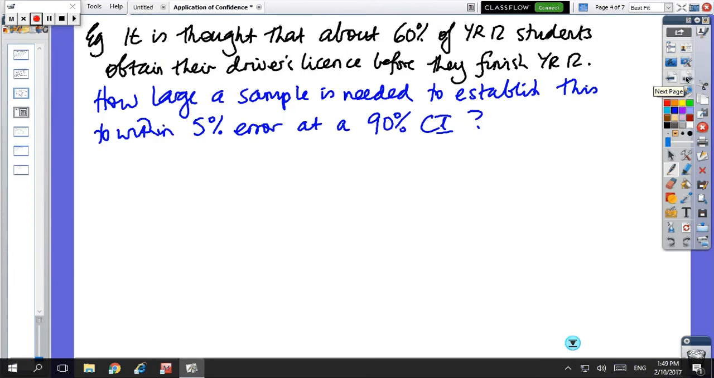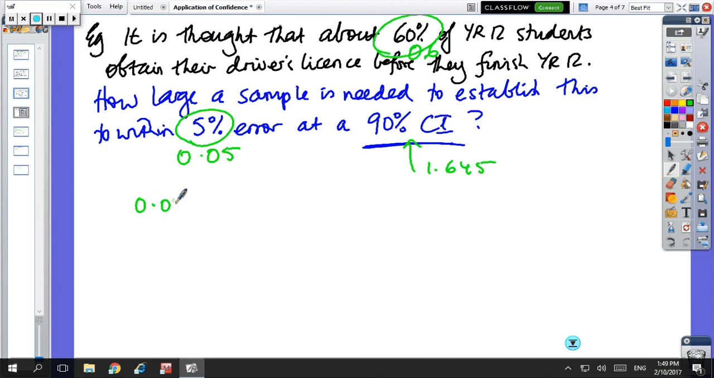Okay, so another example there, get you to read that and then pause, and when you're ready, we'll go through it together. Okay, so you're back. Now not quite as accurate. So 90% confidence is 1.645, 5% equals 0.05, and that's going to be 0.6 for your p-value. Okay, so we've got 0.05 equals 1.645 times the square root of 0.6 times 0.4 over n.